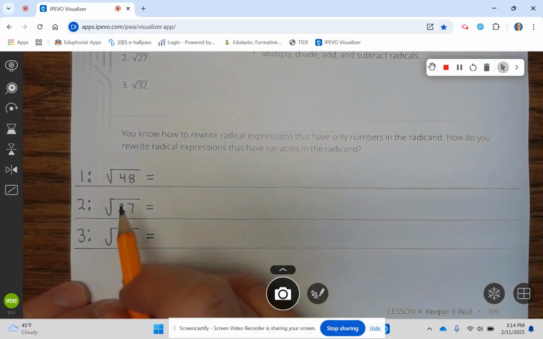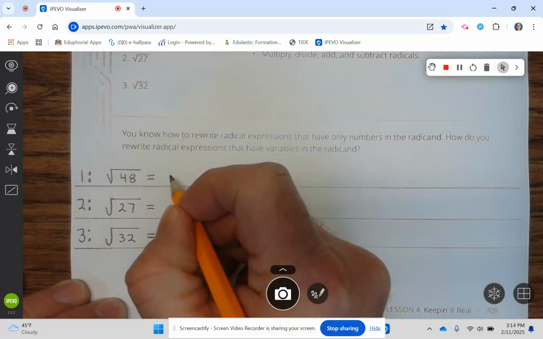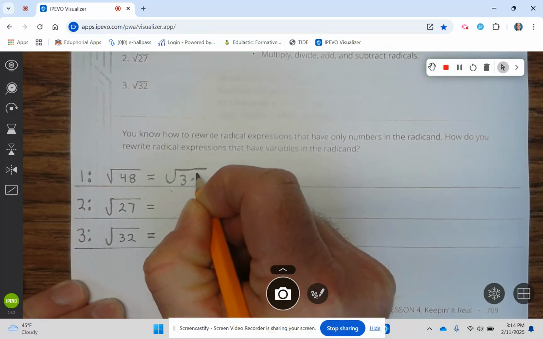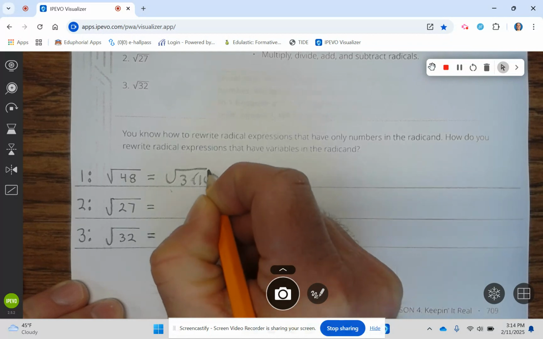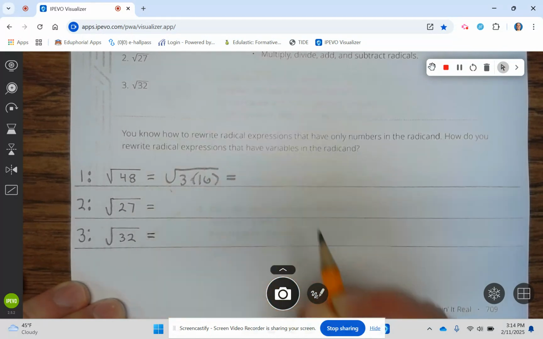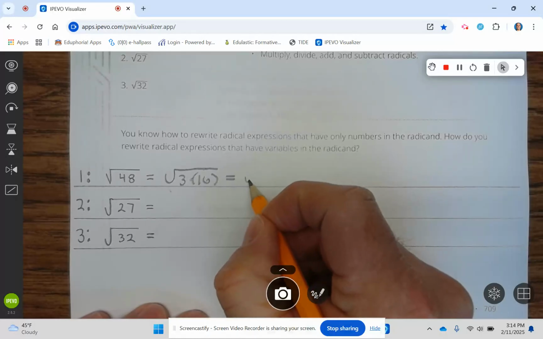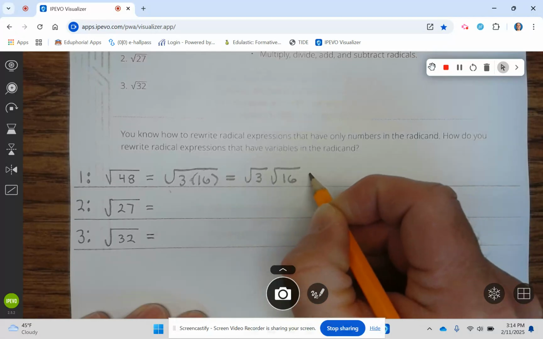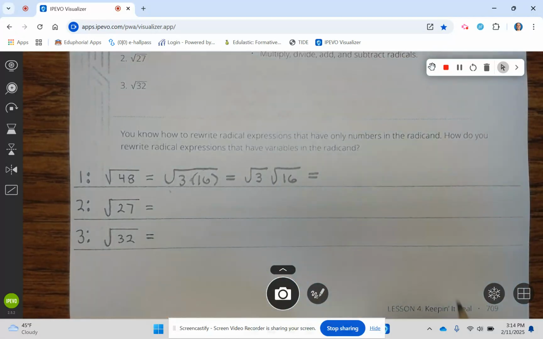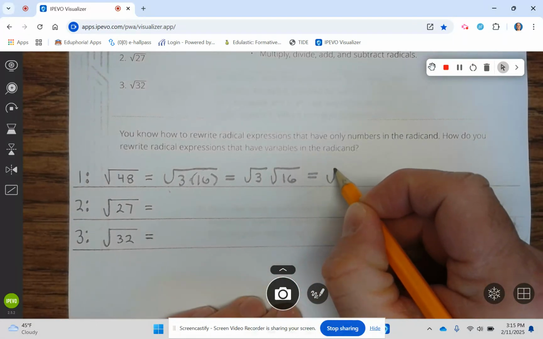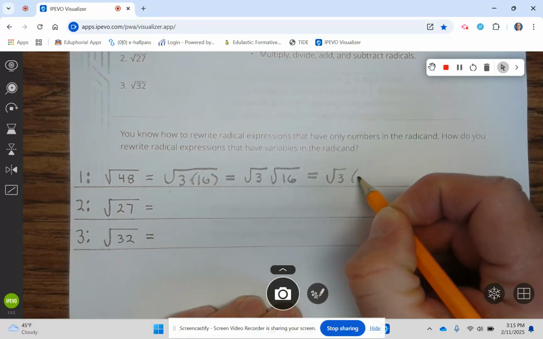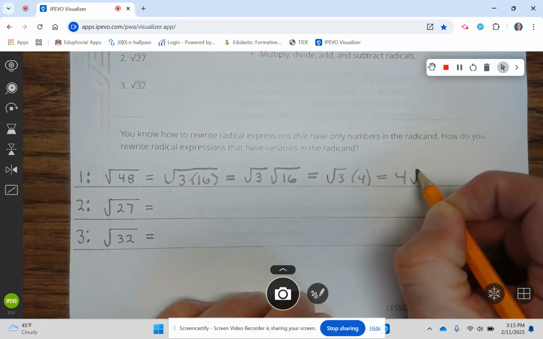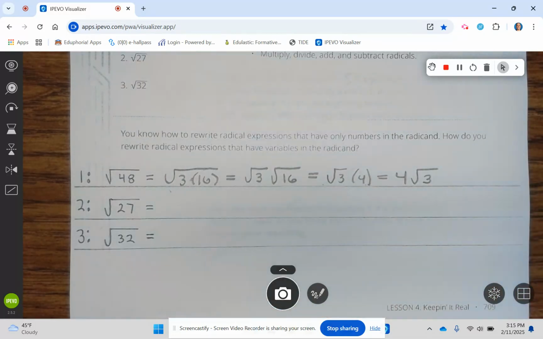Alright, so we can rewrite the square root of 48 as the square root of 3 times 16, which we can rewrite then as the square root of 3 times the square root of 16. The square root of 16 is 4, so that's the square root of 3 times 4, which let's rewrite with the number in front as 4 square roots of 3.